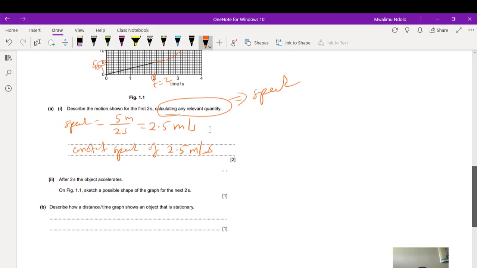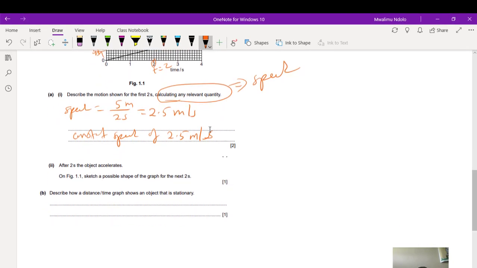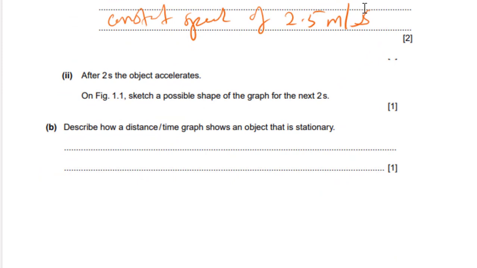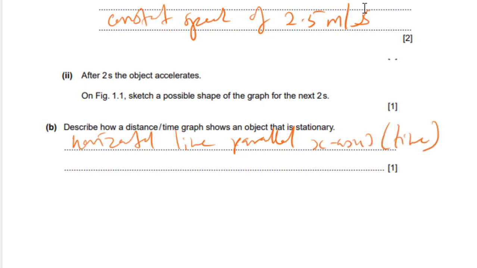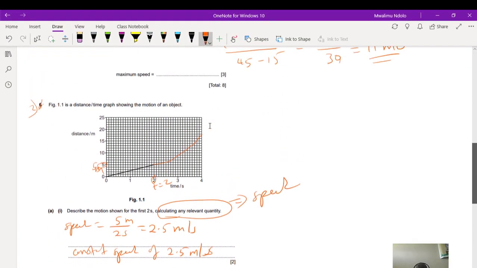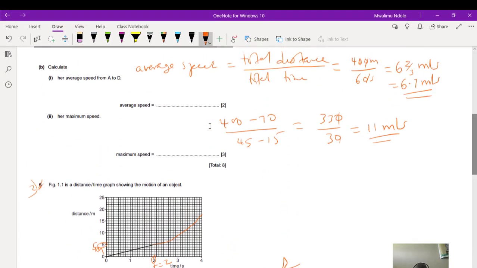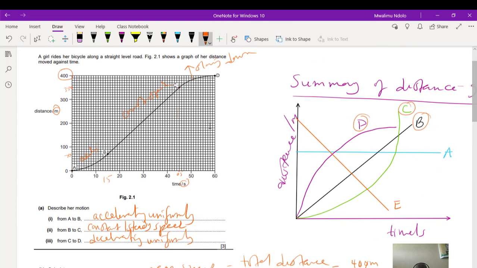Part B of the question, describe how a distance time graph shows an object that is stationary. An object that is stationary, you will draw a horizontal line which is parallel to the x-axis, and the x-axis here is where you plot the time. According to the graph that we have here, that will be graph A.